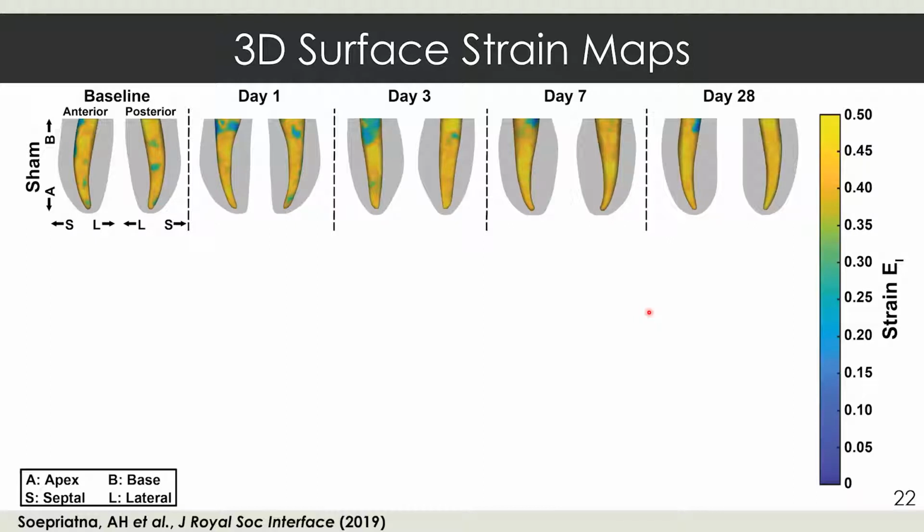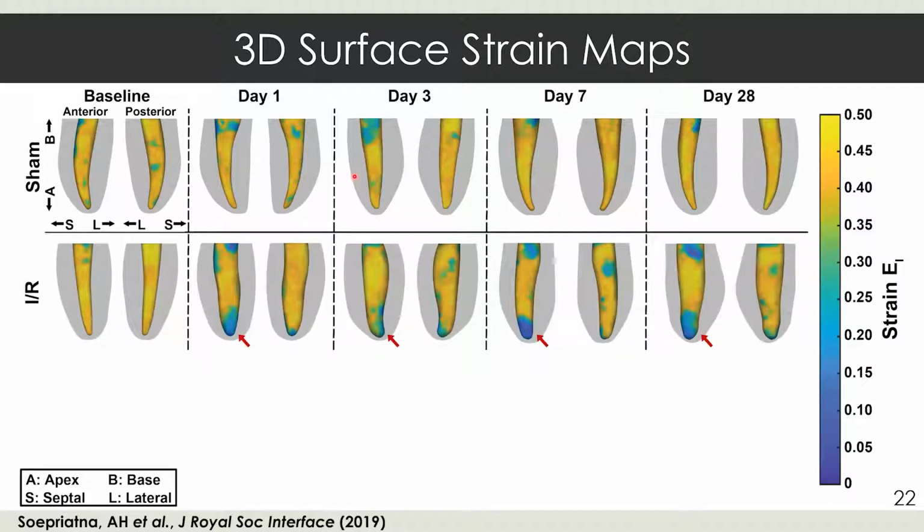What I'm showing here is the geometries at maximum contraction, as well as the strain profile at that time point. The yellow color here represents high strain, whereas those in blue represent regions of low strain. In the sham group, as expected based on the ultrasound data, we have very good contraction, so a field of yellow throughout the entire 28-day period. But when we look at the ischemia reperfusion, we were able to capture that loss of function by reduction in myocardial strain in the anterior apical wall.